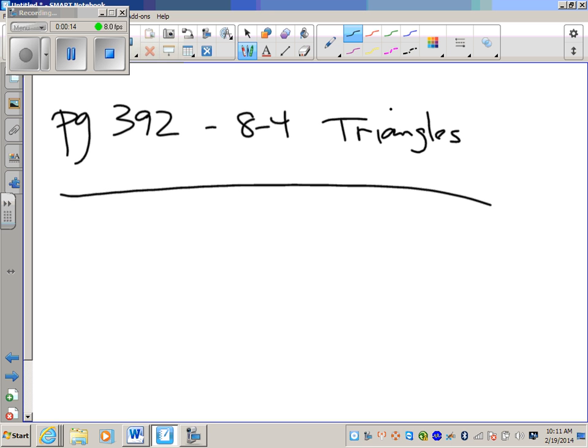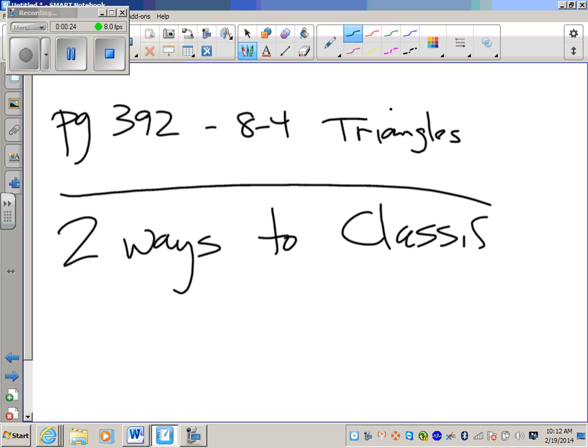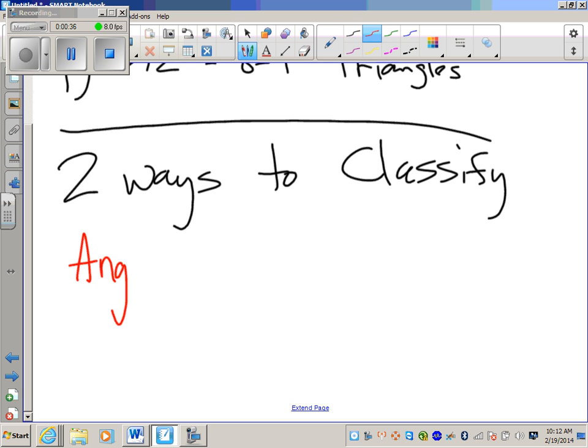And we're going to talk about classifying triangles. There's going to be two major ways in which we're going to classify triangles. And the first way is going to be by their angles. Depending on what angles are present in the triangle will determine what kind of triangle it is in that regard.